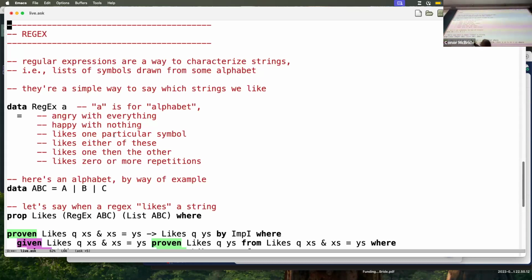It's unfortunate that I've had to specialize this notion to our particular alphabet ABC. That's on me. That's a bug in Agda. I ought to have a variable here and the same variable there, but it didn't like that yesterday, and I didn't have time to fix it. So you'll see there is nothing specific to ABC that will go in this definition.